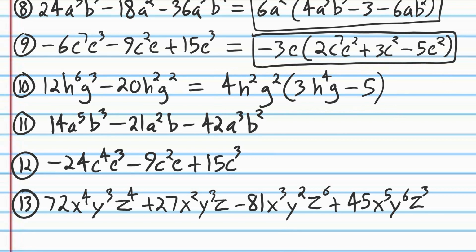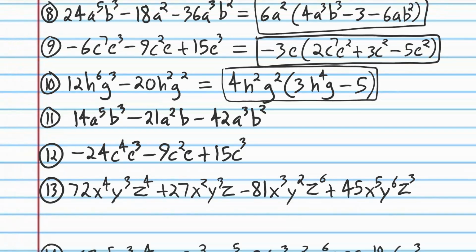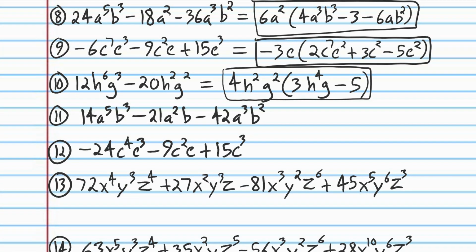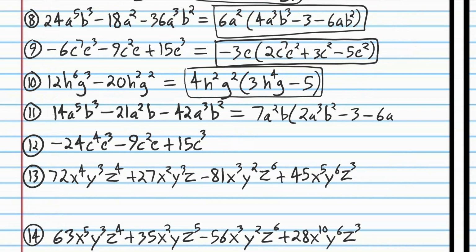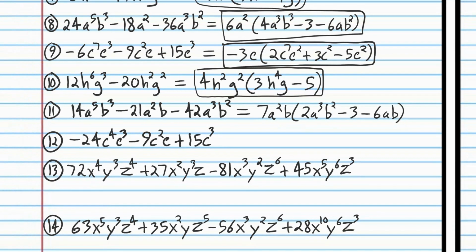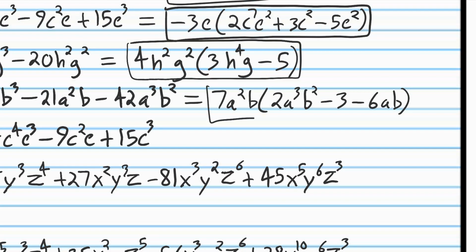All right, so why don't you try number 11, and when you come back, we'll do it together. All right, we're back. So the greatest common factor looks like it's going to be 7, and a to the second, and b. So let's check our answer. That looks correct. So if you got that answer, good job.